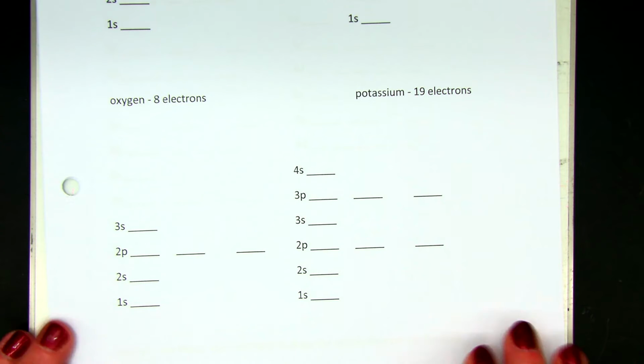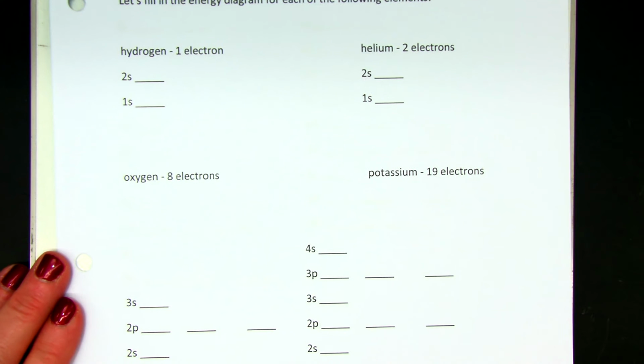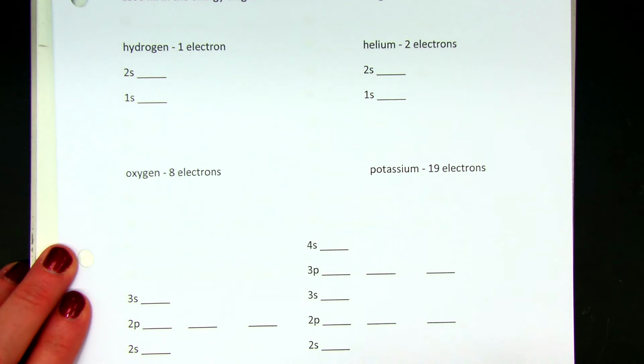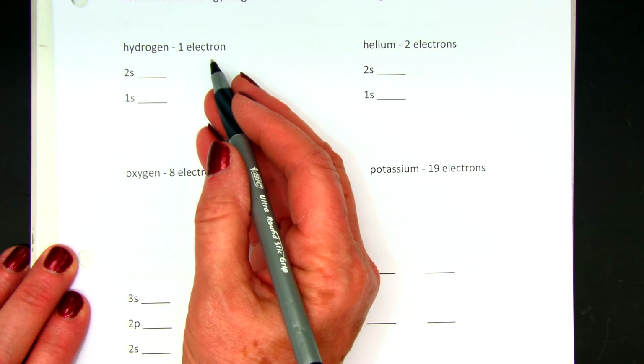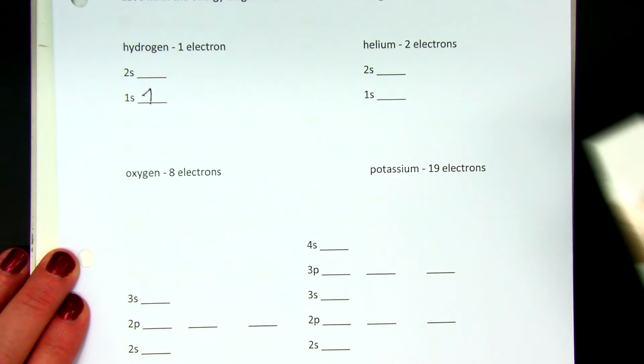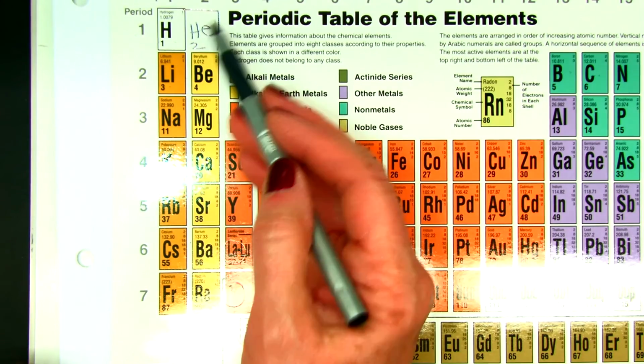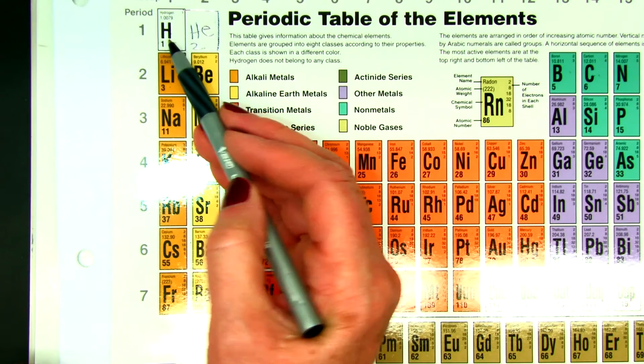Okay, so now let's look at the energy level diagram and start filling some in. Hydrogen is the simplest example. Hydrogen has one electron, so we start with the 1s, one electron. And again, if we need to, we look at the periodic chart and it tells us these two columns are the s, we're in the 1s.